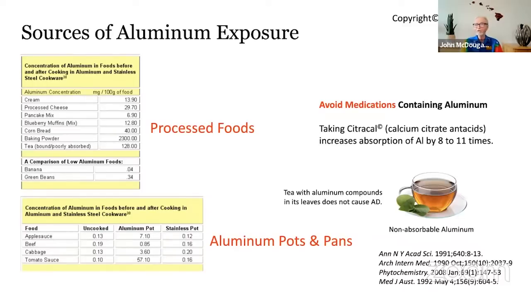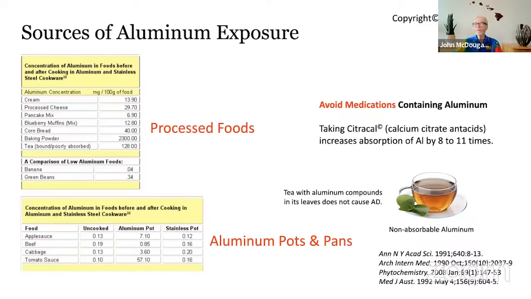Yeah. There are certain medications like Citracal. I'm sorry, Citracal will increase aluminum absorption. Okay, Citracal does not contain aluminum. But if you take antacids that have citrate in them, you increase the absorption of aluminum from other sources by 8 to 11 times.